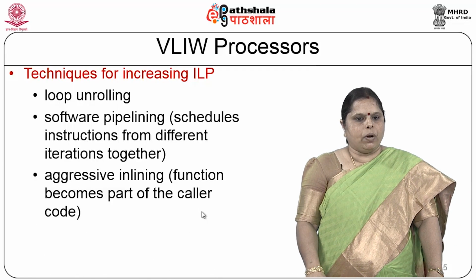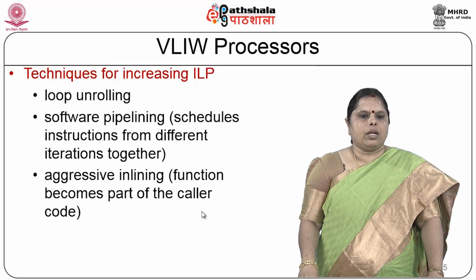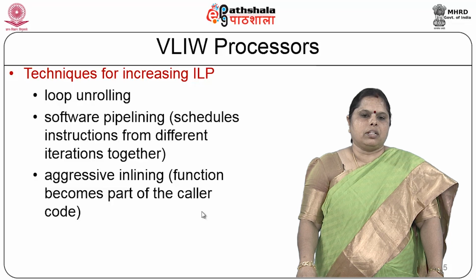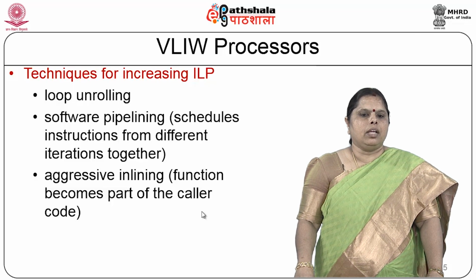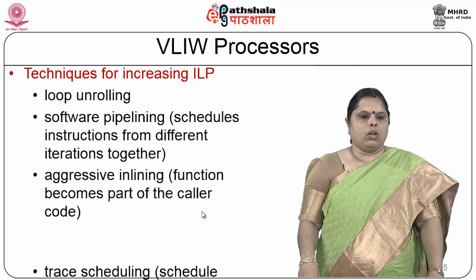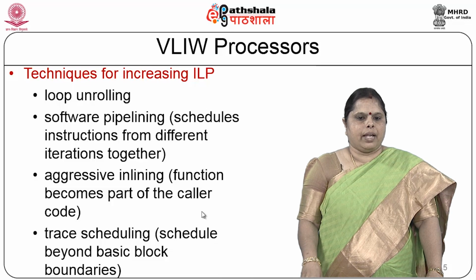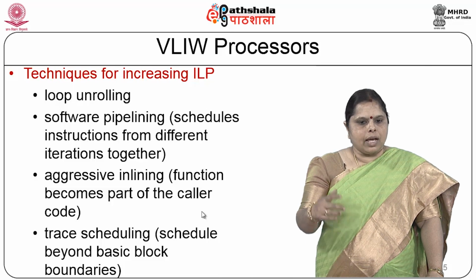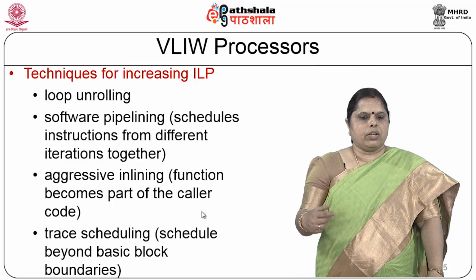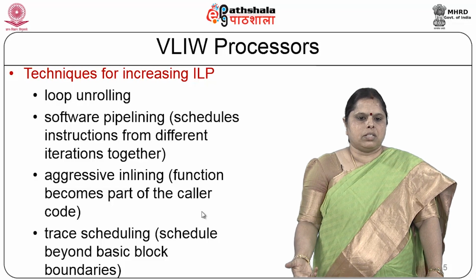We have already looked at different techniques for increasing ILP. We have looked at the loop unrolling technique, and we have looked at the software pipelining technique, where we try to schedule instructions from different iterations to form a kernel. You can also look at aggressive inlining, where functions become part of the caller code, and you can also look at advanced techniques like trace scheduling, where instead of looking at a sequential flow, the exact sequence of operations is considered. For example, I have an if then else case, or a branch instruction, which depends on the branch being taken or not.